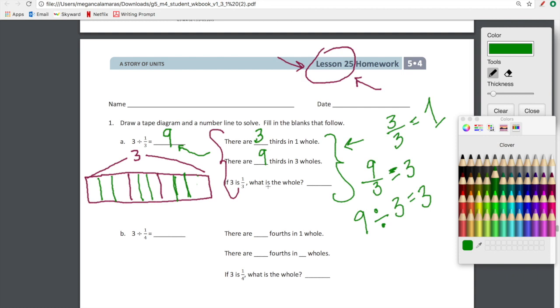If 3 is 1/3, what is the whole? Well, this is a little bit different, but we certainly can figure this out. This is divided equally, so if 3 is 1/3, that is 3 and that is 3. Our whole would be 9. Cool. So lesson 25, a really good place to review for our module 4 syllabus.